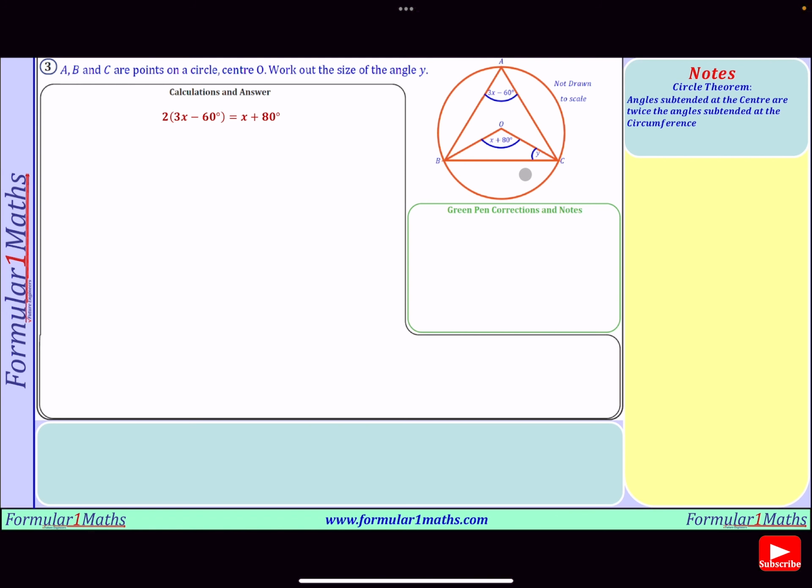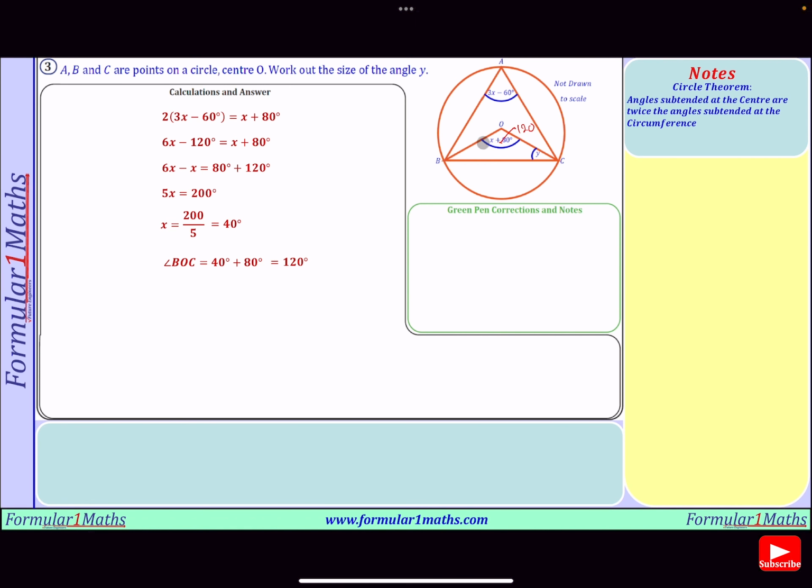We can now expand to get 6x minus 120 is equal to x plus 80. Rearrange to get 6x minus x equals 80 plus 120. This will simplify to 5x equals 200. And solving will give x equals 40. So this means that angle BOC will be equal to 40 plus 80, and this will be equal to 120. So we are going to say this angle is 120 degrees.